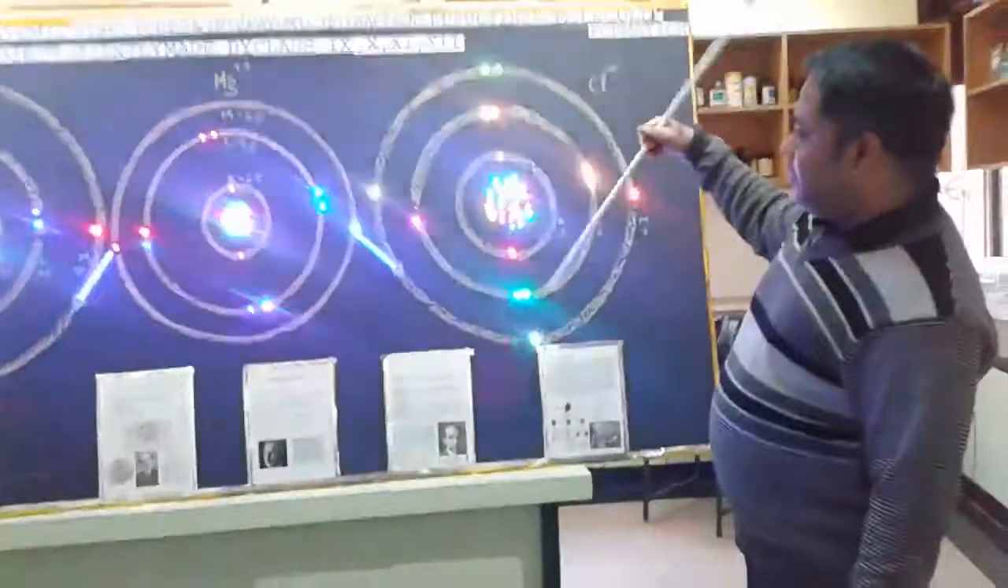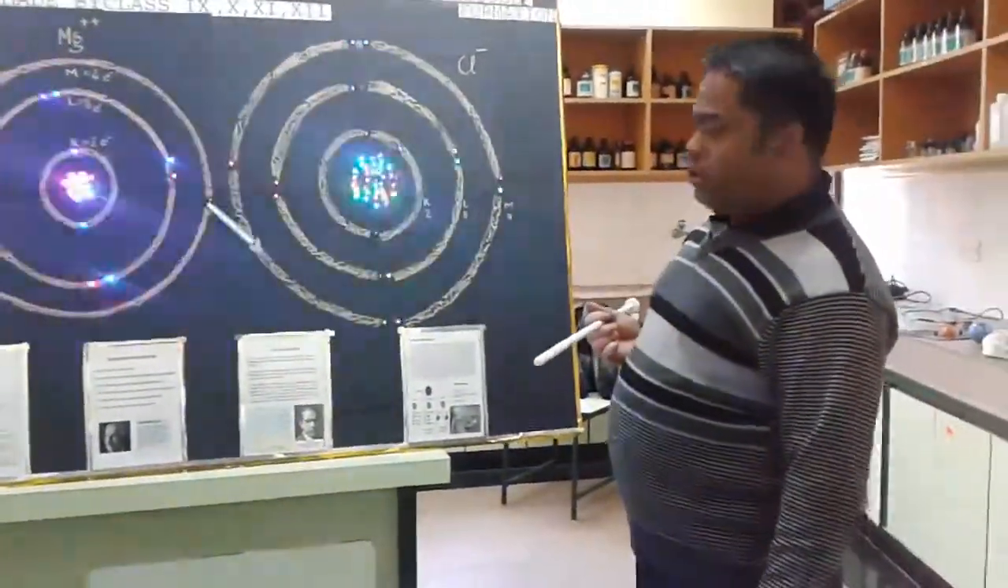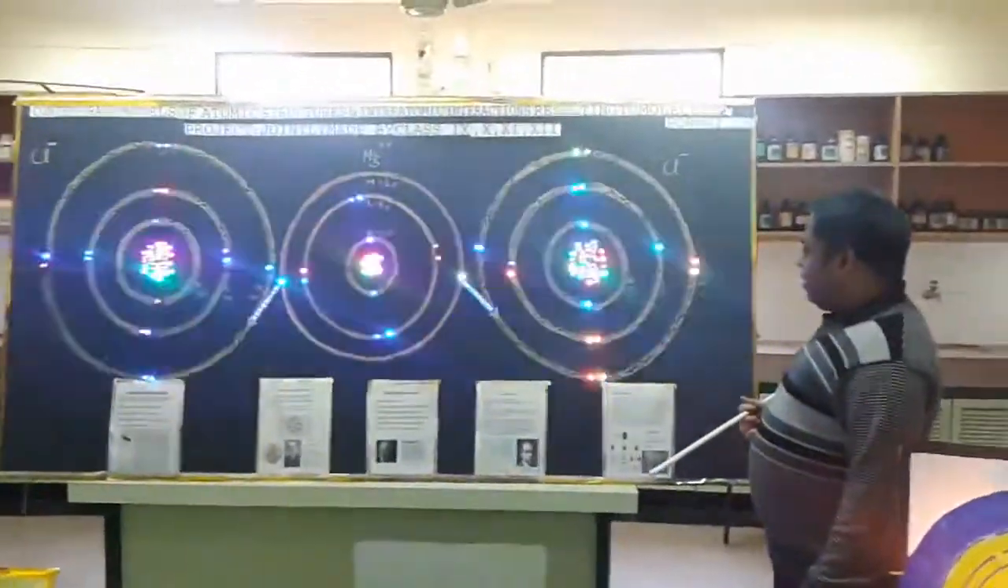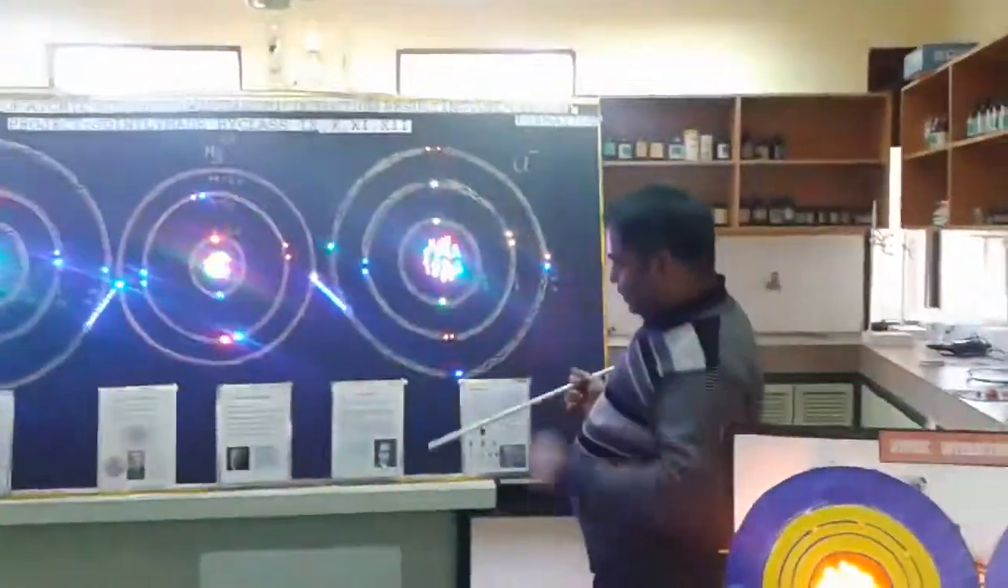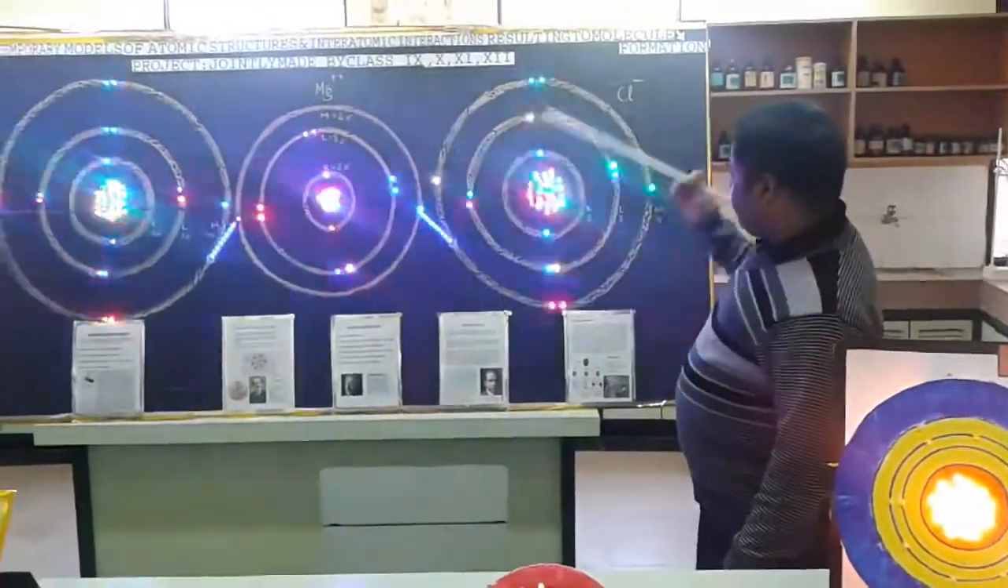There is a mathematical expression given by him, which was mvr equal to nh by 2 pi, where n is the order of the shell, 1, 2, 3 and so on, h is Planck's constant, and 2 pi is a parameter of the circular orbit itself.